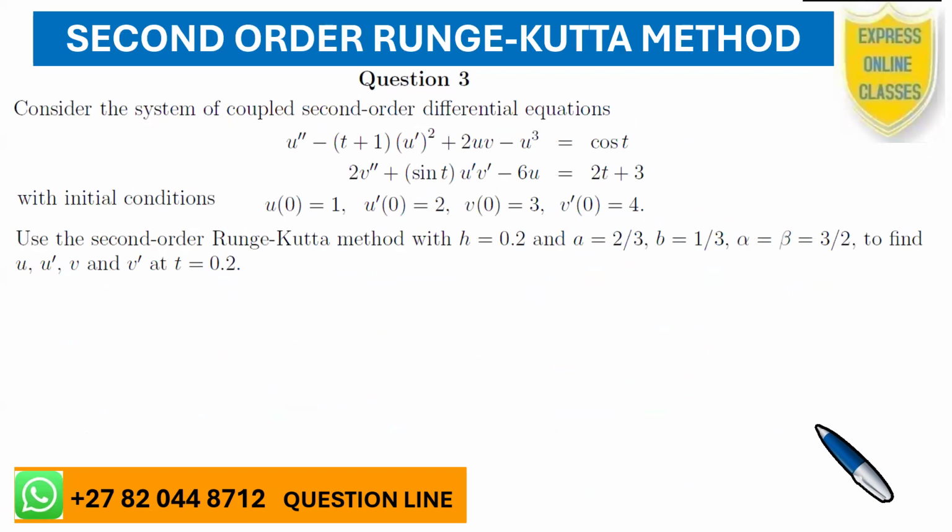Okay, the next problem we shall look at is the idea of the second order Runge-Kutta method. Next time we shall spend our time looking at the Runge-Kutta methods of different orders. One that featured in past exams has been the system of coupled second order differential equations with initial conditions. Use the second order Runge-Kutta method with h = 0.2, a2 = 2/3, b = 1/3, alpha = beta = 3/2 to find u', v' at t = 0.2. Okay, so this will be our next target. It's excessively lengthy, so we're going to spend a lot of time discussing this in our next meeting. It's going to be our first example, and then we shall look at other sections as well.